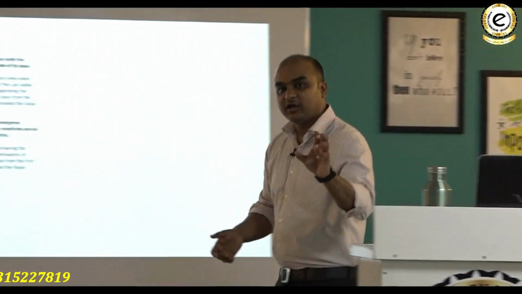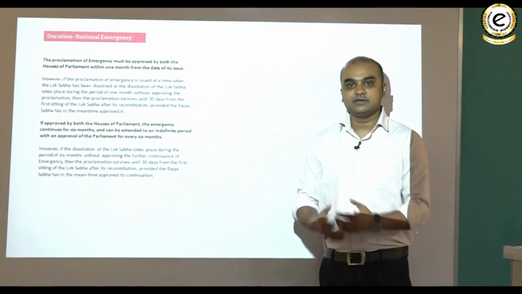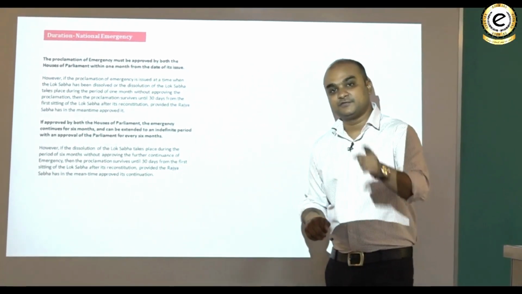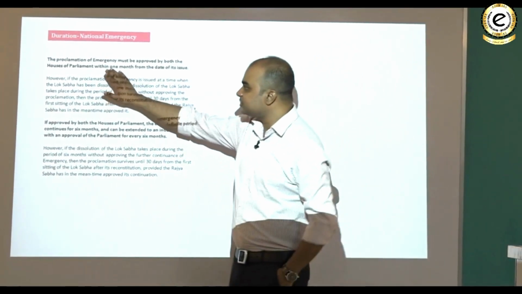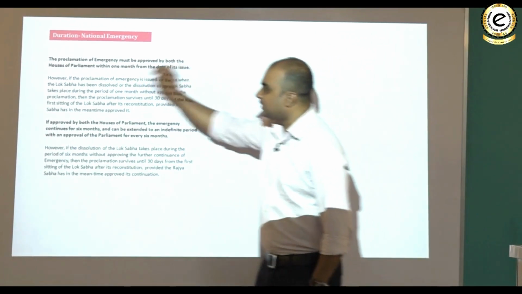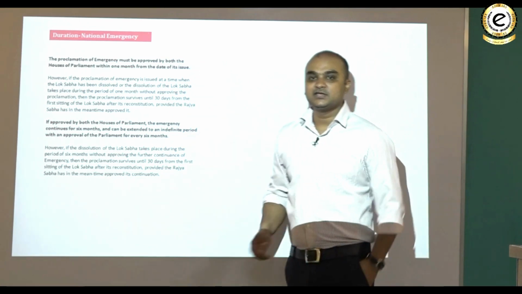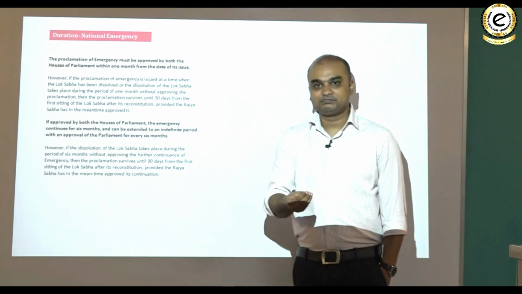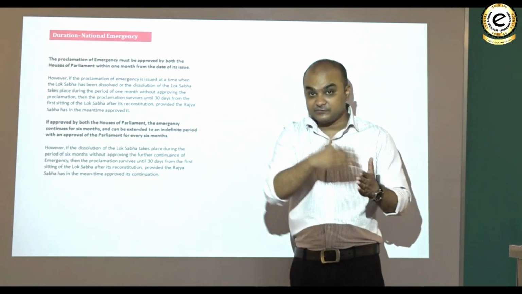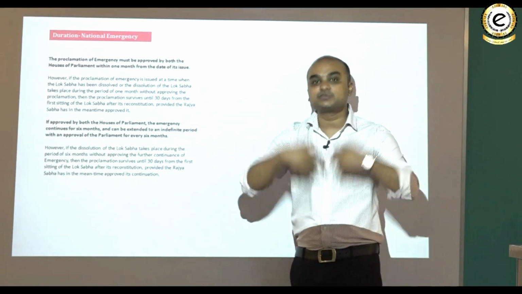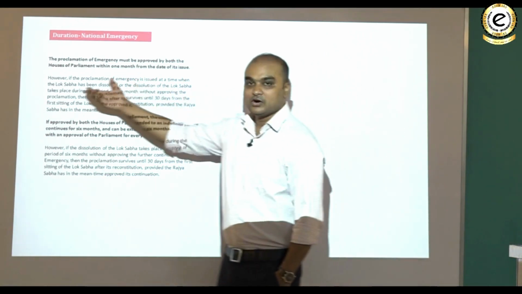Let's now have a look at the duration of national emergency. It means for what length of time the proclamation of emergency under Article 352 can remain in force. So let's have a look at that as well. The proclamation of emergency must be approved by both the houses of the Parliament within 1 month from the date of issue. It means if it is issued on a particular date, before the expiry of 30 days counted from that date of issuance, it must be approved by both the houses of the Parliament. And unless it is done, let us see what happens.